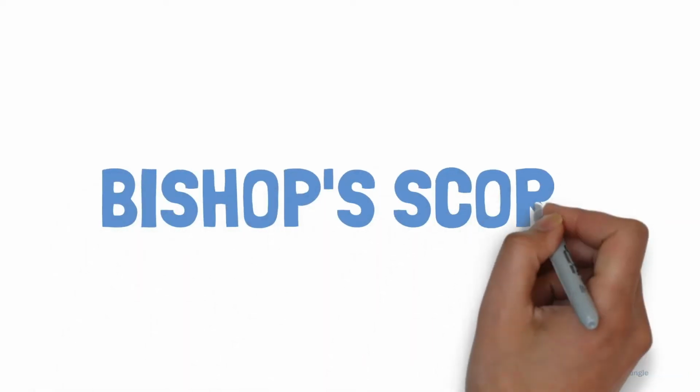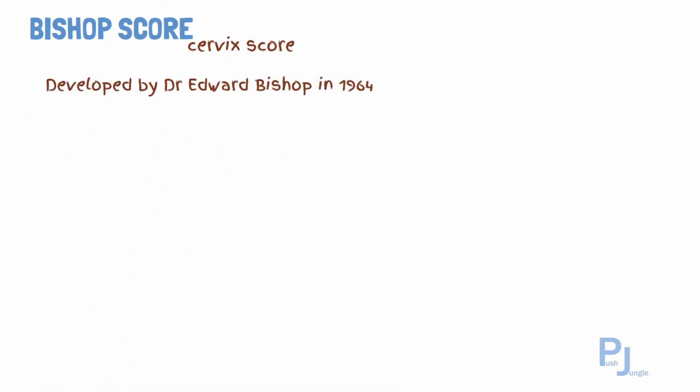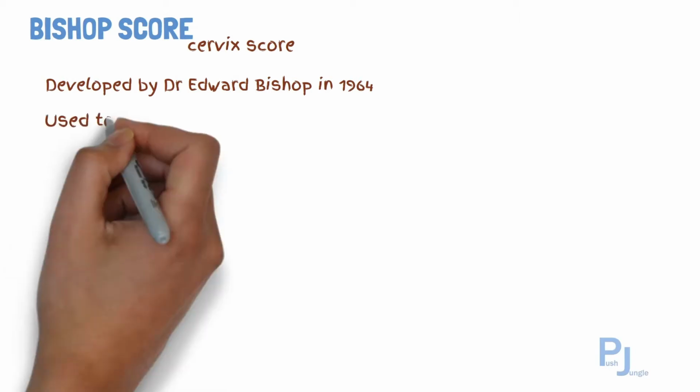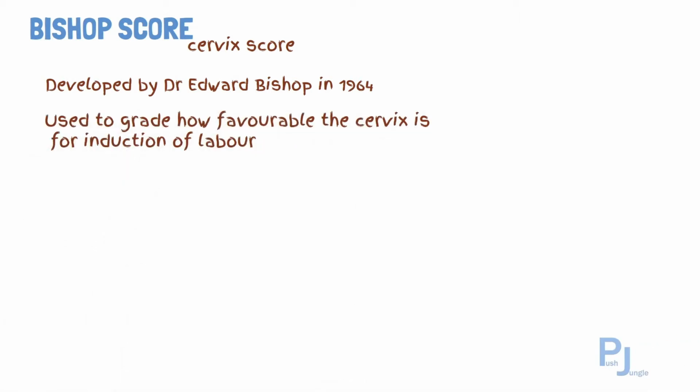Today we'll be talking about Bishop's score. Bishop's score is also known as the cervix score. It was developed by Dr. Edward Bishop in 1964. It's usually used to grade how favorable the cervix is for induction of labor. So you use this to assess how favorable the cervix is for the induction of labor.